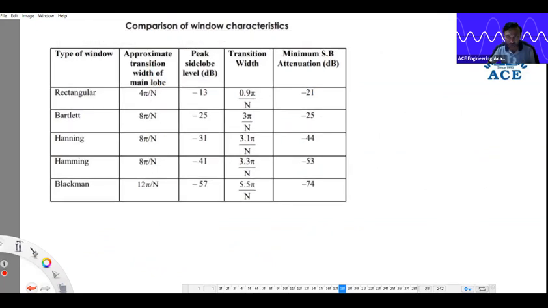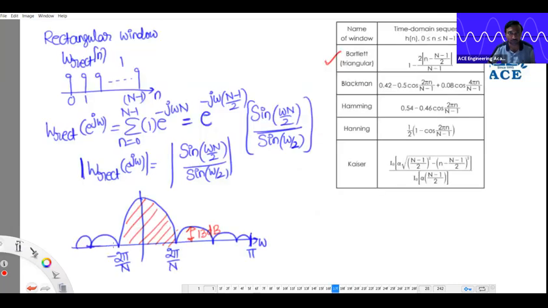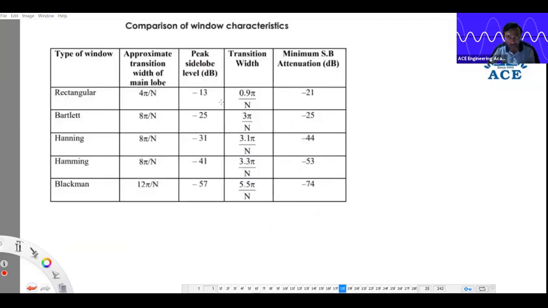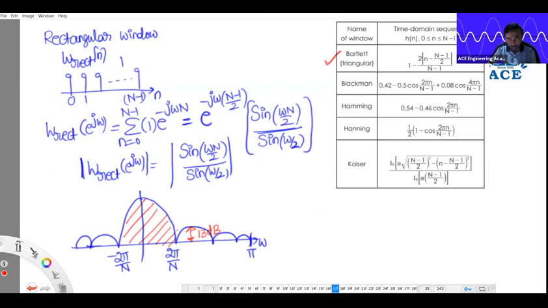See, for the rectangular window in the previous slide I have shown you: narrow main lobe width will be 4 pi by N. Immediate side lobe level is 13 dB less than the main lobe amplitude level. That is what I have shown here. Minus 13 dB means 13 dB less. What is minimum stop band attenuation? The fourth one here: as omega tends to pi, what is the answer? As omega tends to pi, the answer becomes minus 21.